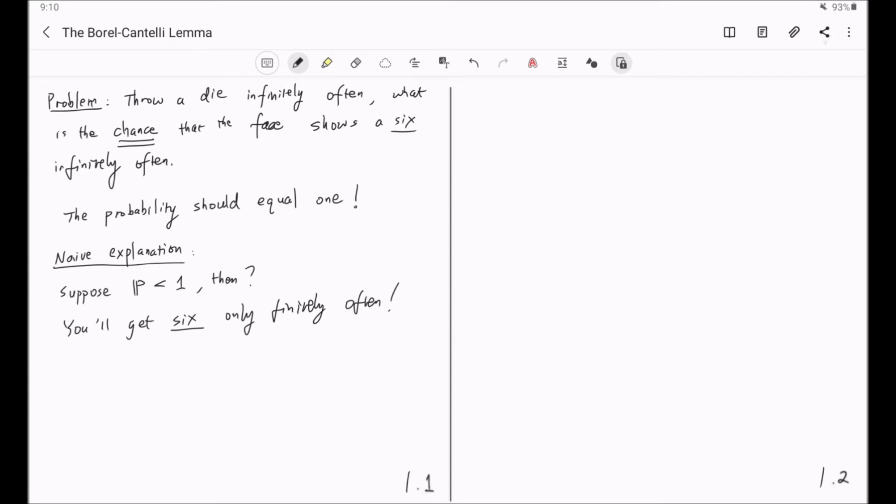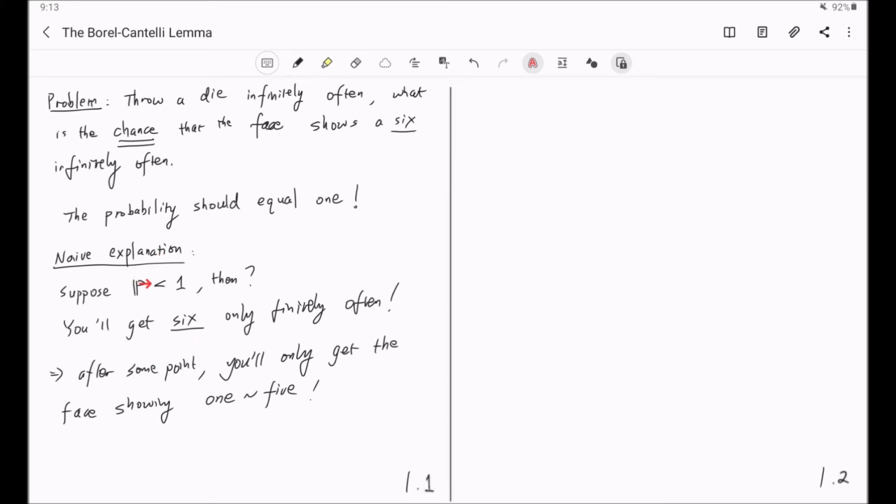And that further means that after some point, you will only get the face showing 1 through 5. Well, that shouldn't happen, right? Otherwise, the casinos will get into big troubles. If you throw a die after finitely many times, you only get 1 through 5 and there are no 6. That is too crazy.